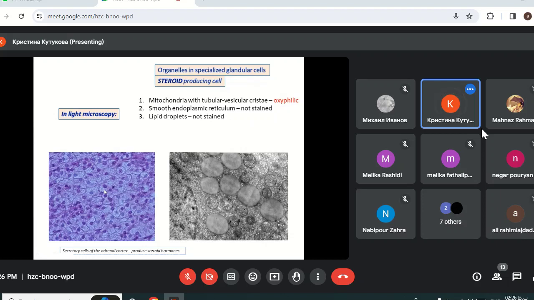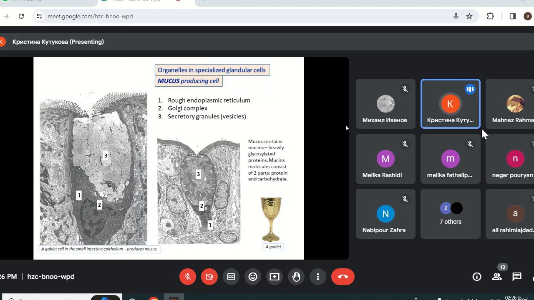producing cell. It makes mucus. Mucus is a jelly-like fluid which fills your nose and mouth. Mucus actually contains water and mucins. Mucin is a large molecule which is actually a heavily glycosylated protein. It means that the mucin molecule contains two parts, a protein part and a sugar, carbohydrate part.